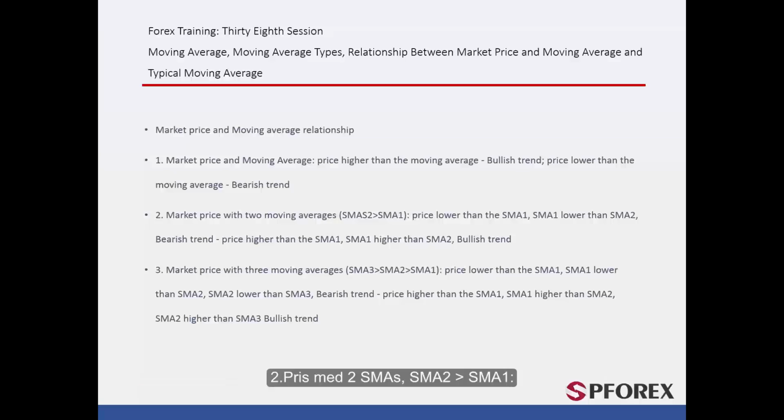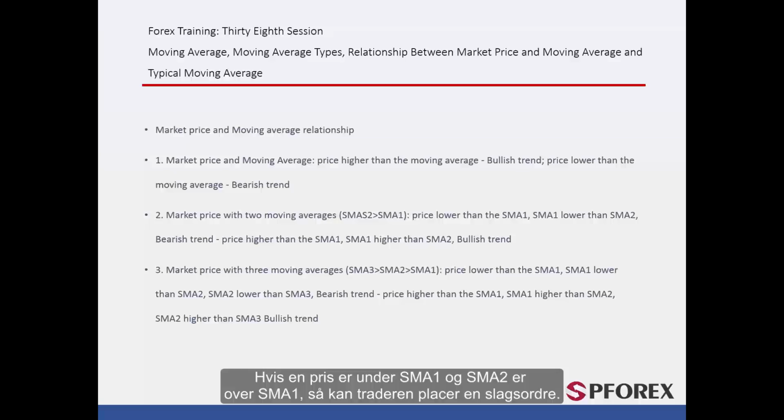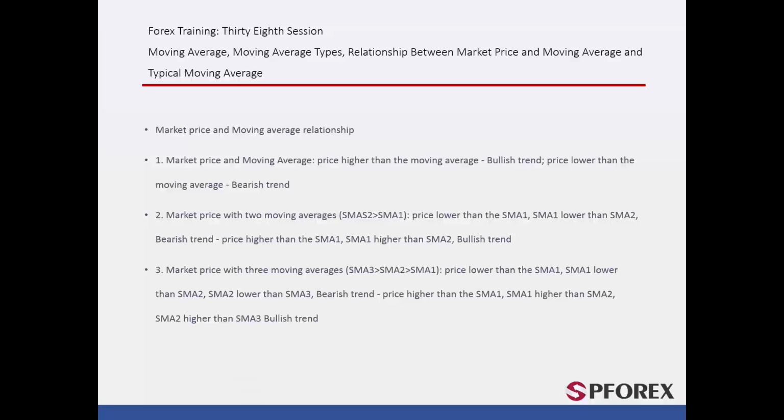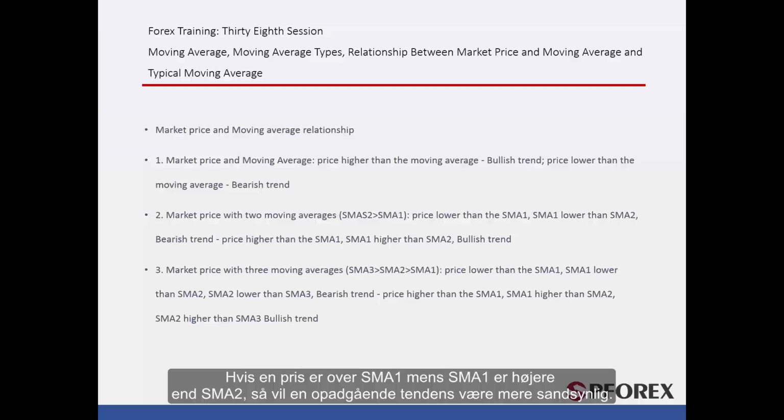2. Price with two SMAs. SMA2 is greater than SMA1. If a price is under SMA1 and SMA2 is above the SMA1, then a trader can place a sell order. If a price is over SMA1, while SMA1 is higher than SMA2, then an upward trend would be more probable.